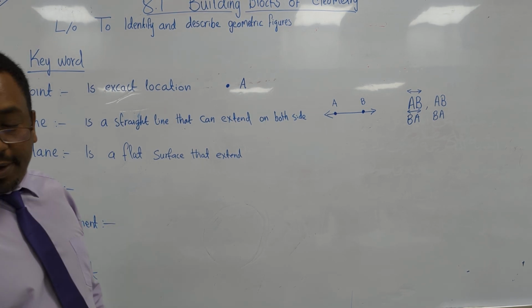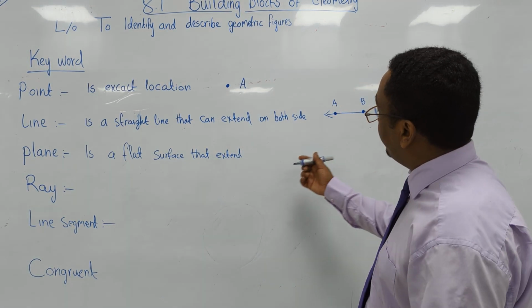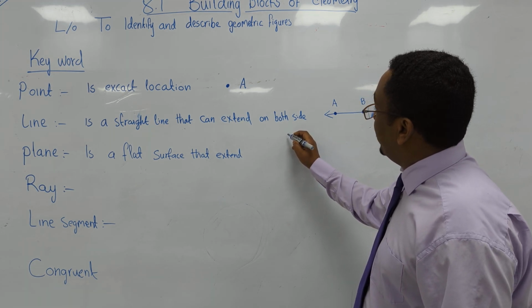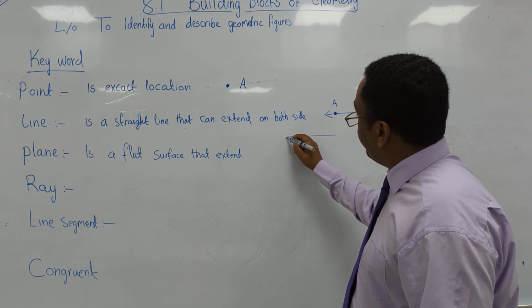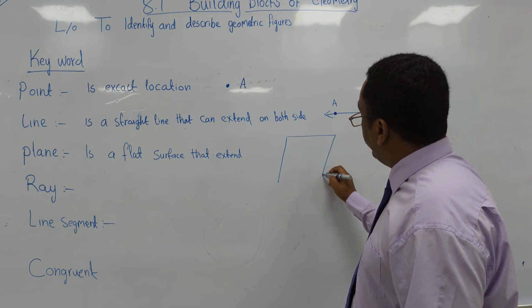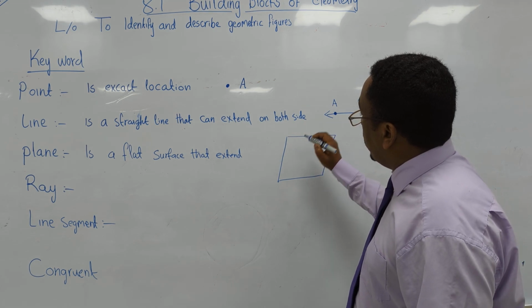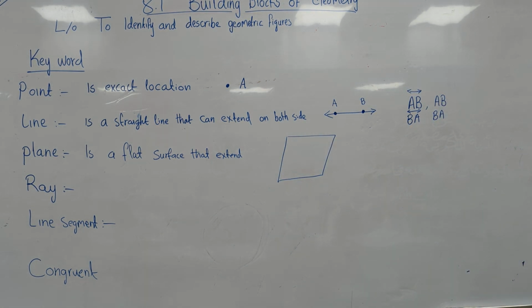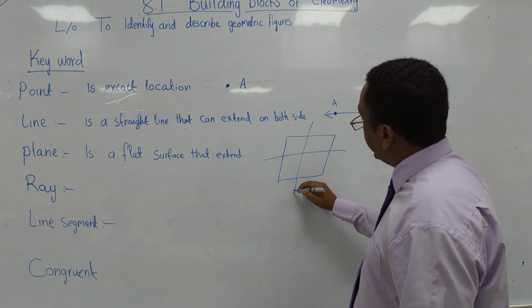And how do we represent a plane? A plane will be represented like a 2D diagram. Remember we have done 2D, 3D. So it will be represented like this. We can choose a shape like that, and then we have to choose 3 points. There have to be 3 points. This means this line can extend forever and this can extend forever.